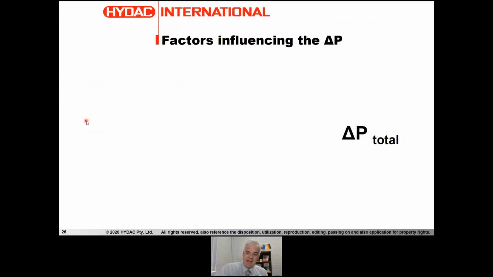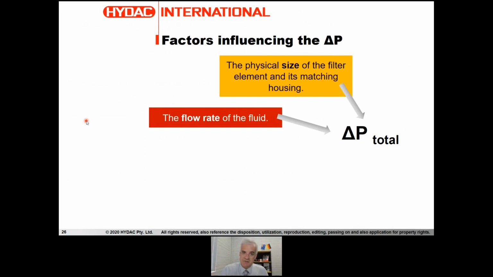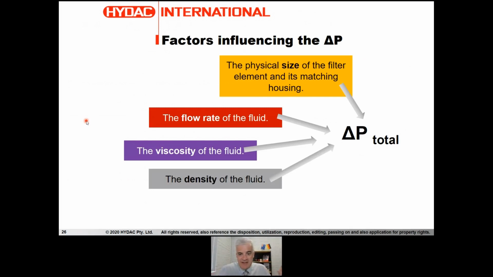Ultimately, if we are looking at a delta P, then that will be affected by the following factors: the physical size of the filter, the element, and its matching housing. If you go for a smaller filter, you increase the delta P across it. The flow rate of the fluid. If you increase the flow rate, you increase the delta P across it. The viscosity of the fluid. If the fluid viscosity increases, that's the thickness of the fluid, then the delta P will increase. The density of the fluid. So if you have a heavier fluid, then the delta P will increase as well.